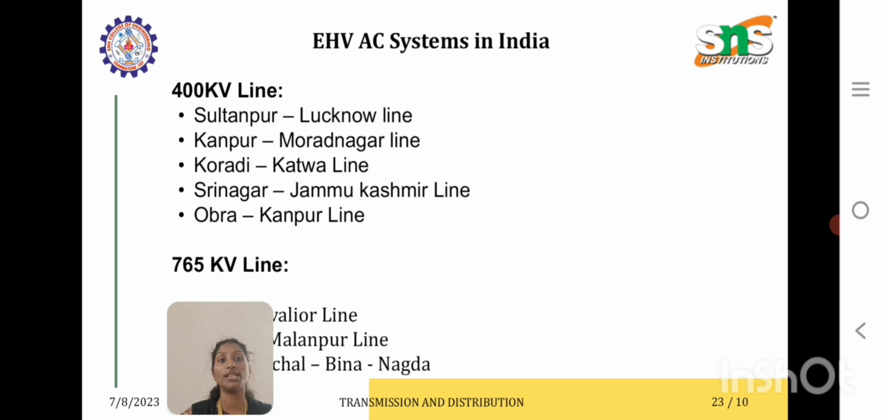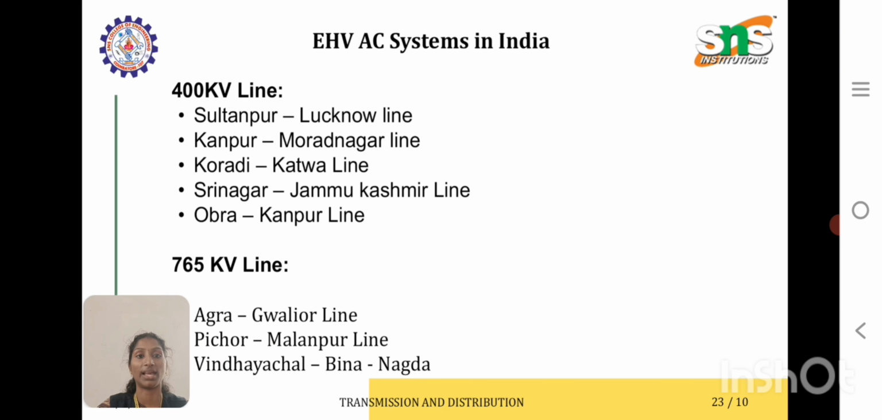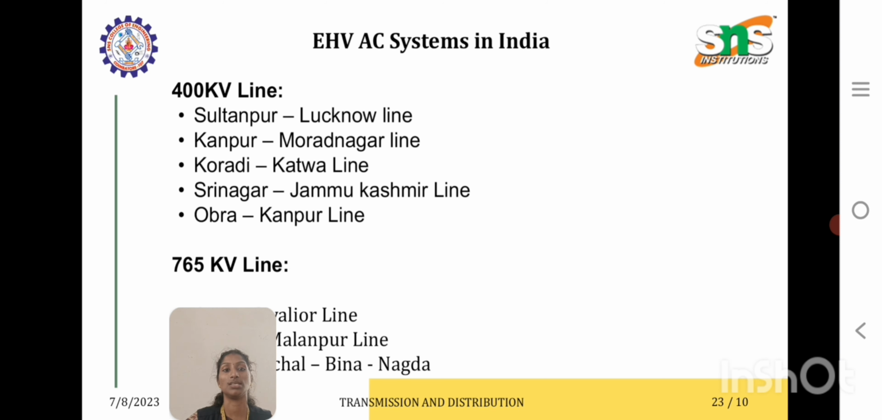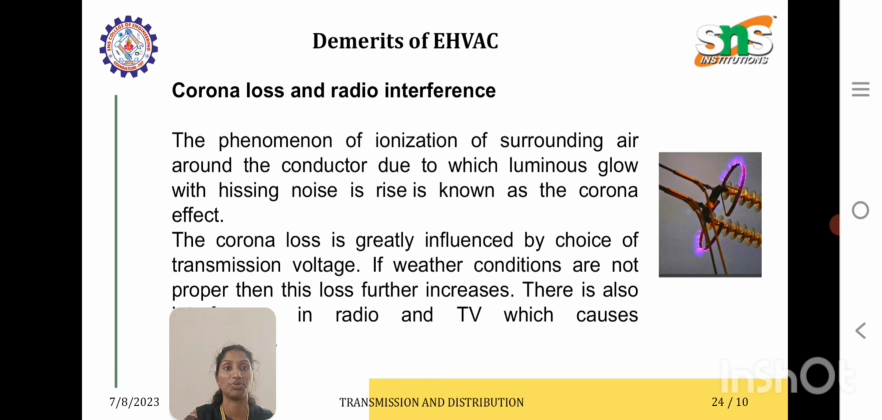And what are all the EHVAC systems in India? In India, we have five 400 kV lines: Sultanpur to Lucknow, Kanpur to Muradnagar, Koradi to Katwa, Srinagar to Jammu Kashmir, and Obra to Kanpur. These are the five high voltage transmission lines which supply 400 kV. Then we have 765 kV lines from Agra, Gwalior, Pichur, Malanpur, and Vindhyachal, Bina, Nagda. These are the three lines which supply 765 kilovolt of transmission power.